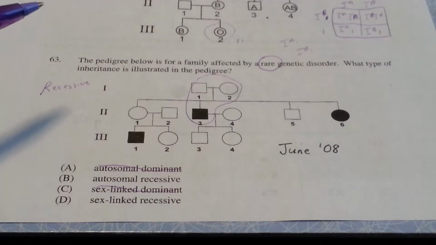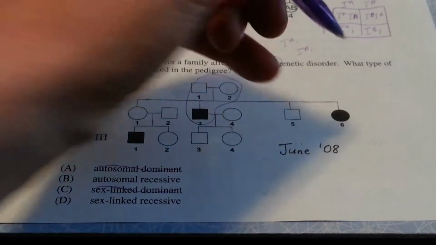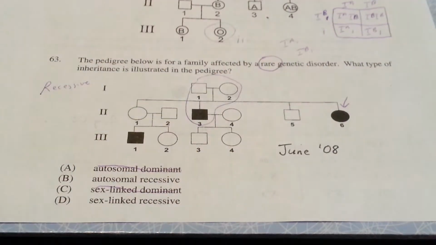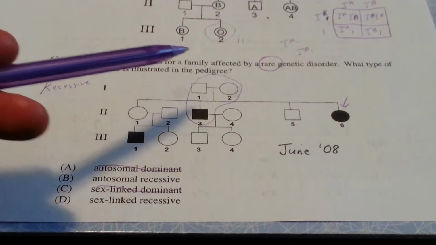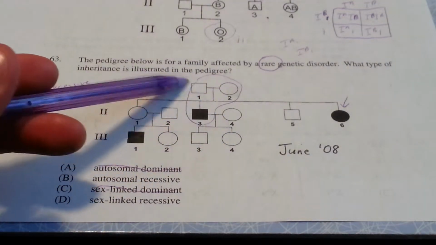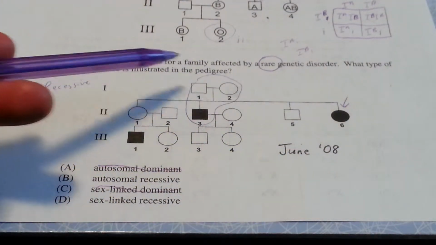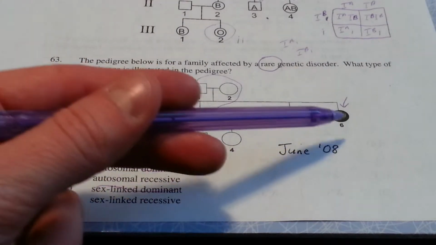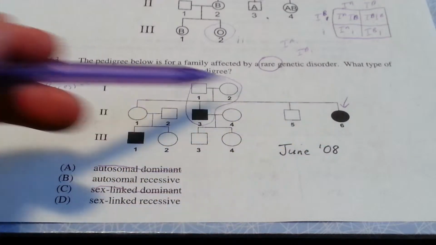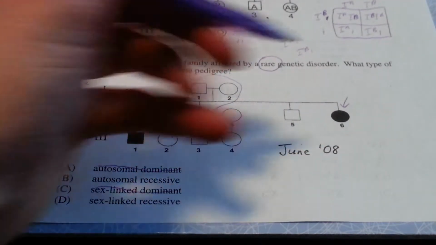Then we have to figure out if it's autosomal recessive or sex-linked recessive. And the key to this one is if you have a female who has a disorder, like we have right here, you're looking to her father or to her son to see if they also have the disorder. If the father doesn't have the disorder, it can't be a sex-linked trait. And let me show you why.